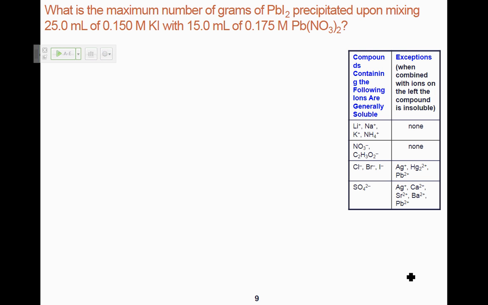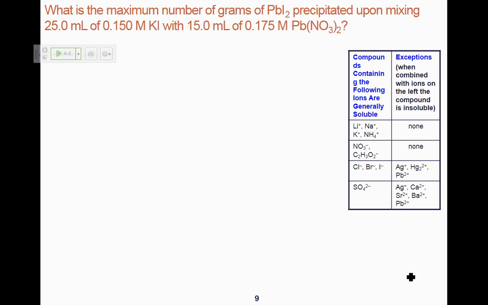Now we can use this in calculations for quantitative reactions. So here's an example of that. If we want to know the maximum number of grams of PbI2 precipitated, that already tells you we're getting a precipitate, so that's nice. Upon mixing a certain amount of KI and a certain amount of Pb(NO3)2, we can do that. And again, we have our concentrations, we have our molarity, and we have our volume.